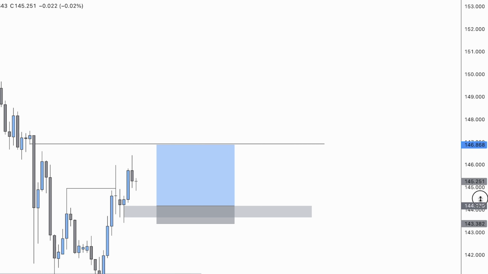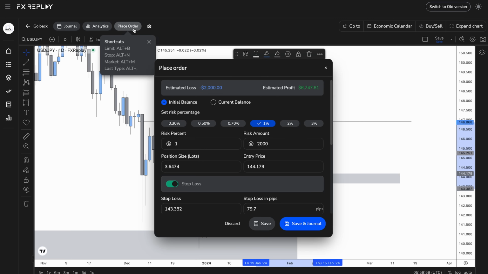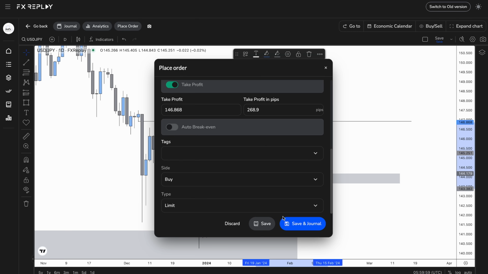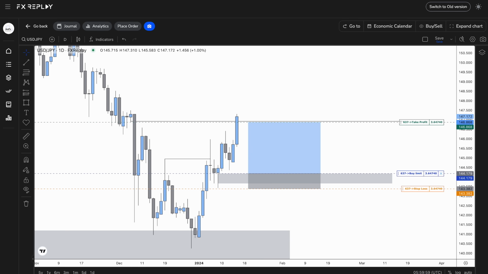So there. Now what we'd want to do is just place our order, which we can do because we're using a simulator. $2,000 risk, that's 1%, $6,700 potential return. We want to use a buy limit. So let's throw that on there like that and see if this trade gets triggered.